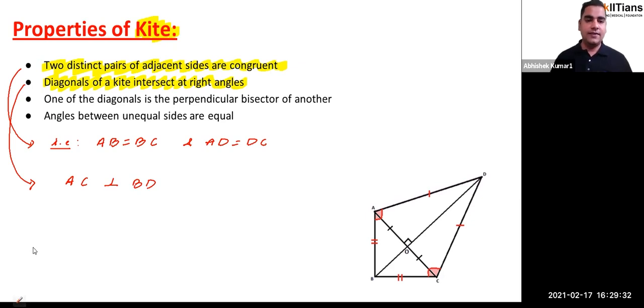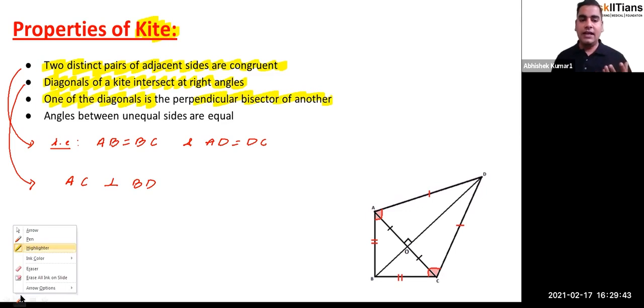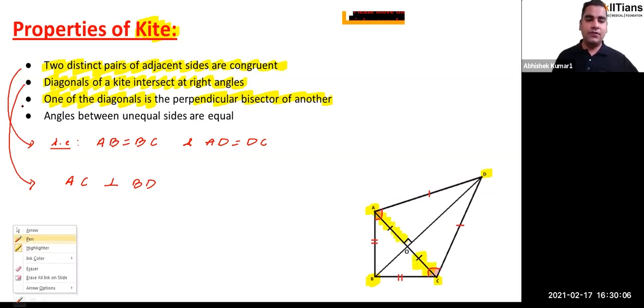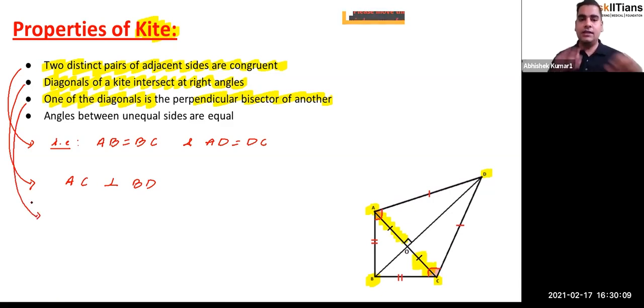What does the third point say? This is an important point which you should keep in mind. One of the diagonals is the perpendicular bisector of the other diagonal. In other words, the longer diagonal, which in this figure is BD, always bisects the smaller diagonal. Bisection means it is going to divide the smaller diagonal, which is AC, into two equal parts. So you are going to have AO equal to CO. Understood? That's the meaning of property number 3, that the longer diagonal in a kite is always going to bisect the smaller diagonal.